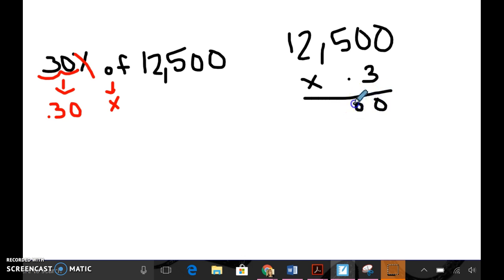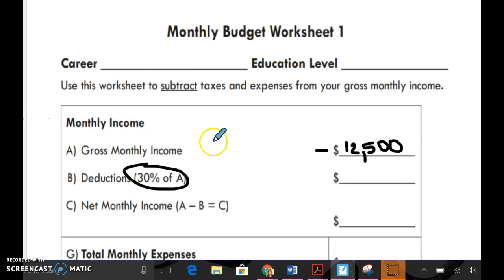0, 0, 15, carry the 1, 6 is 7, and then that's 3. And I have to add back in my decimal. So I have 1 place, so it's 1 place. So this would be how much I'm paying for taxes. So you would go to your gross monthly sheet, and you would fill in your deduction.